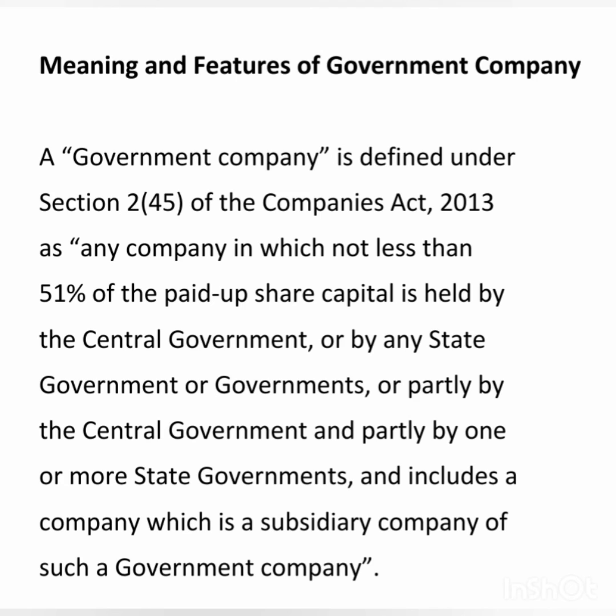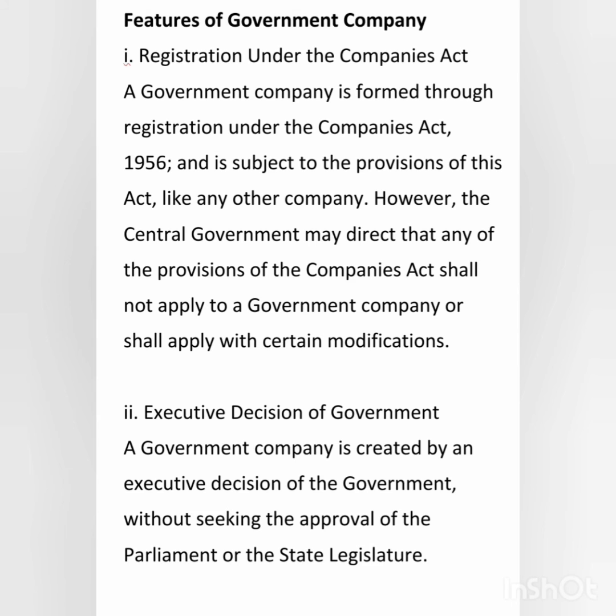According to Companies Act 2013, Section 2, subsection 45, a government company is a company in which not less than 51% of the paid up share capital is held by the central government or by any state government or governments, or partly by the central government and partly by one or more state governments, and includes a company which is a subsidiary company of such a government company. It is already explained for you all. I have already explained the meaning for this in chapter 6. Next we'll move on with features of government company.